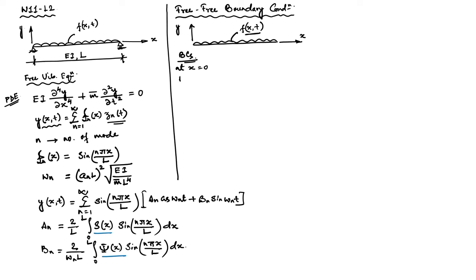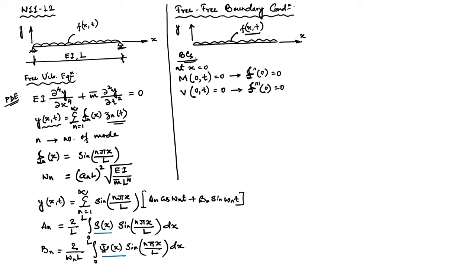We have moment M(0, t) equal to 0, and then shear force at (0, t) is equal to 0. Now, the first condition gives us phi double dot of 0 is equal to 0. This I explained in the last class, it is very simple, and the shear force will give us third derivative of phi at 0 is also 0.